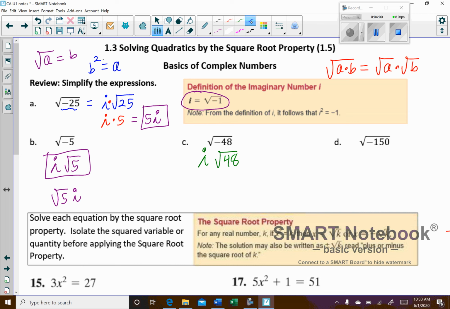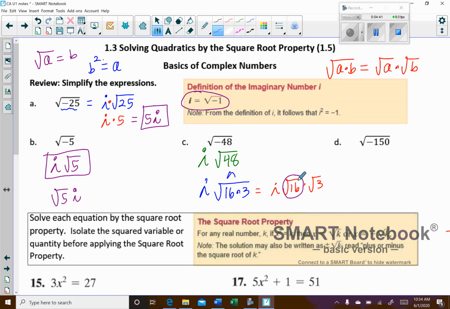And so what we're going to do here is we can break 48 into 16 times 3. So we're going to have i and then the square root of 16 times 3. And then what I can do is break that radical up into two parts. So we'll have i square root of 16 and then times square root of 3. So I can go ahead and evaluate the square root of 16 now. That's just going to be 4. The square root of 16 is 4.